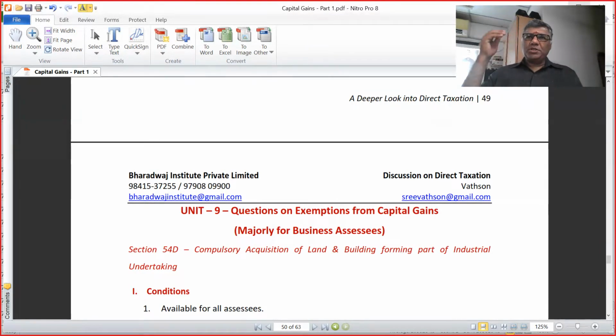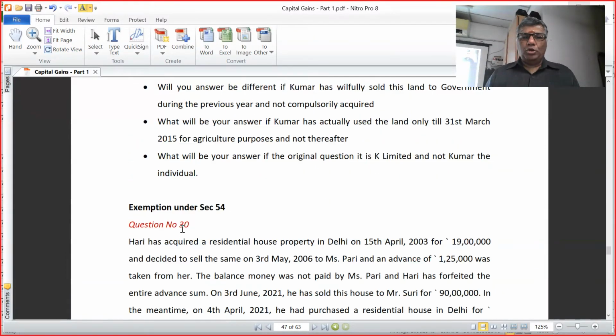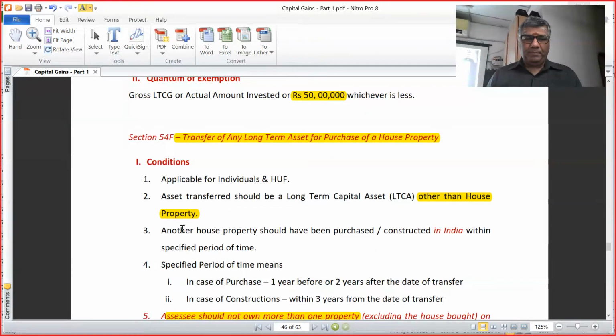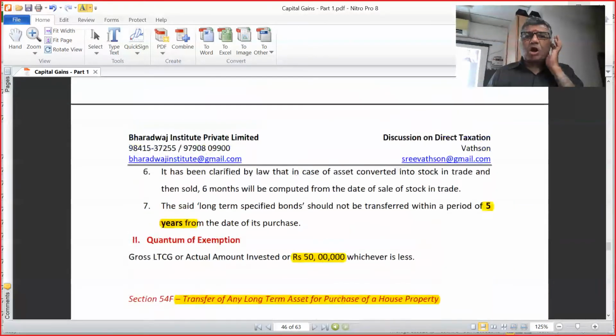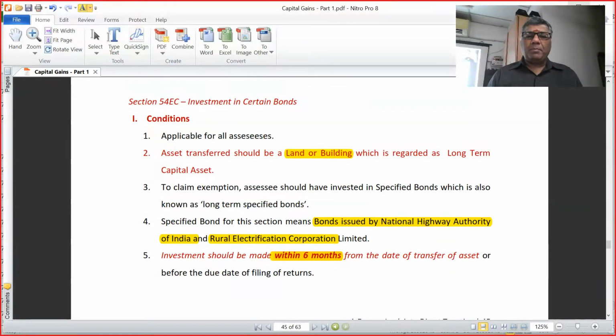Exemptions, I am dividing it into two, my dear friends. The first set of exemptions is for individuals, though 54EC is for all assessees. When you look at 54EC as a theory, it is for all assessees, not just individuals. Even companies and firms can claim 54EC, but of course the restriction is land and building. Otherwise, 54, 54B and 54F are for individuals, majority of the time domestic assessees.